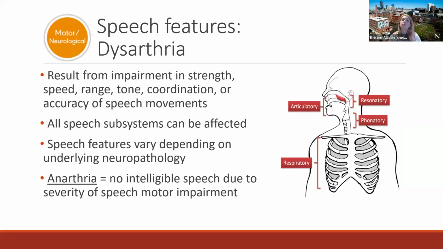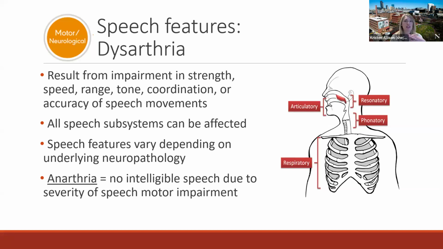Okay. So dysarthria is another kind of motor speech disorder. This is a neuromotor speech disorder that affects execution of speech movement. It results from impairment in strength, speed, range, tone, coordination, or accuracy of speech movements. The specific speech features that children with dysarthria have depend on the underlying neuropathology. However, there's not necessarily a direct mapping between speech symptoms and what part of the brain is damaged, in the same way that there is for adults.